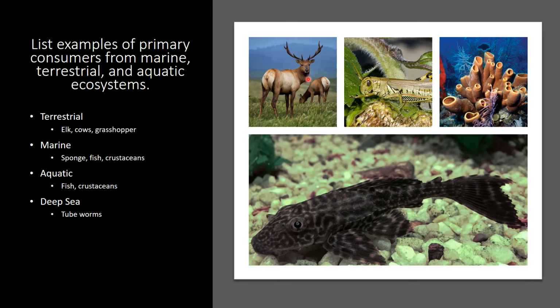Right? So here we have a lot of different ecosystems. We have this elk that's grazing on the grasses. We have this grasshopper that is eating the leaf. We have these sponges. Sponges are actually animals. They are pumping water through, and that sends the phytoplankton through, that sun plankton, and it takes its energy from that. So this is actually a primary consumer. It's not a plant, it's a consumer, it's an animal. And then we have this Plecostomus, which is a freshwater little fish, and this eats the algae that grows on rocks and things like that.